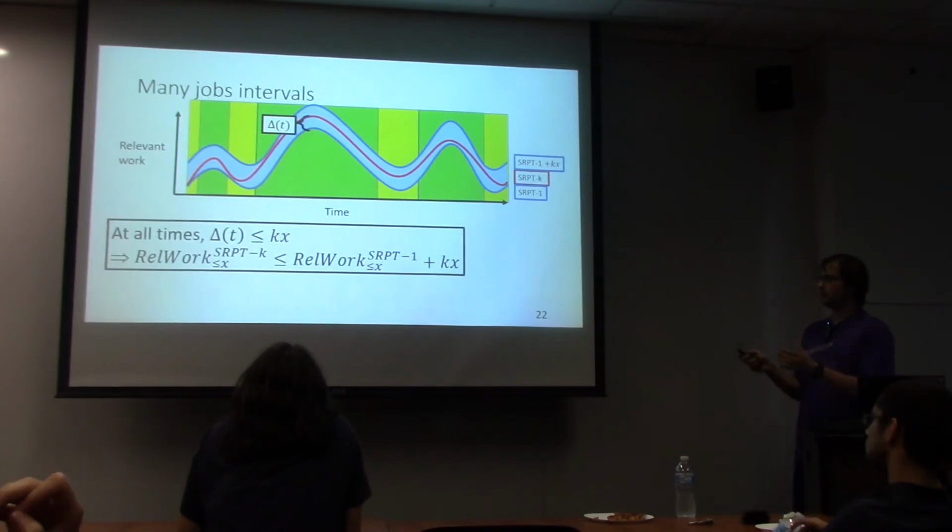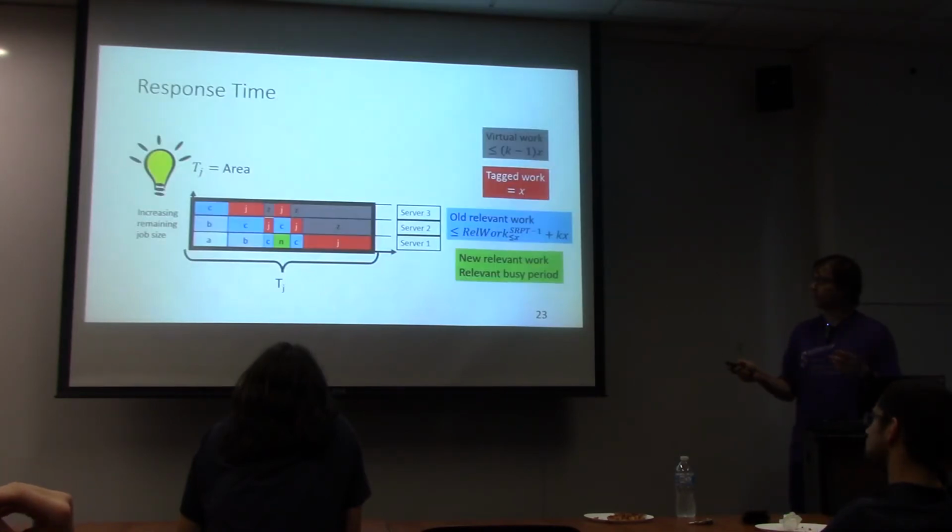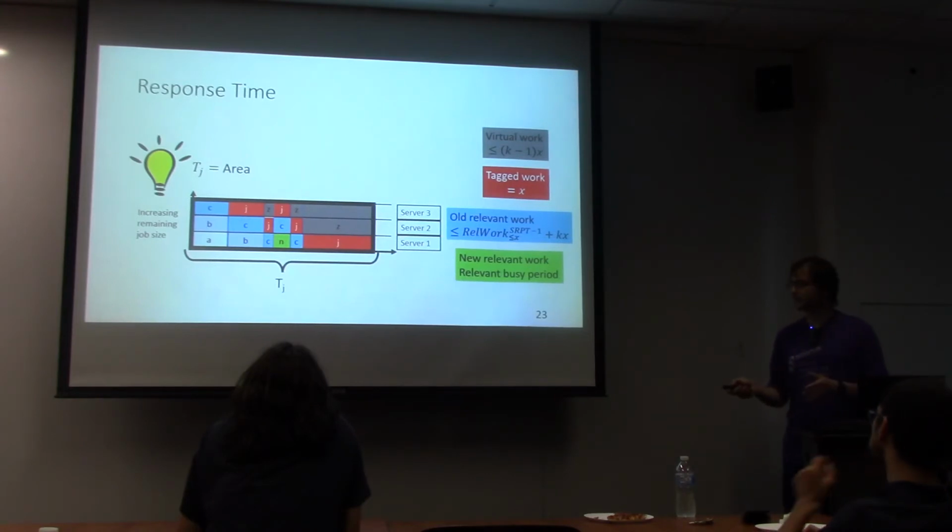All right, we've got everything. We had 3 categories before, and we've added our 4th category. Now we can bound all 4 categories, and consequently, we can bound the amount of work done while J is in the system, and therefore the response time of the job J.